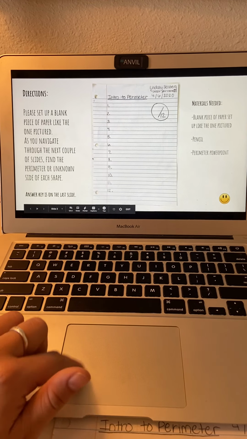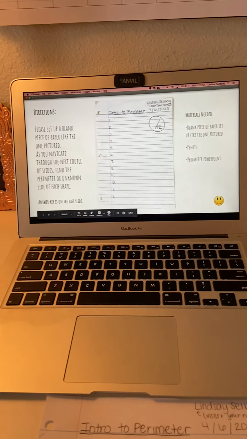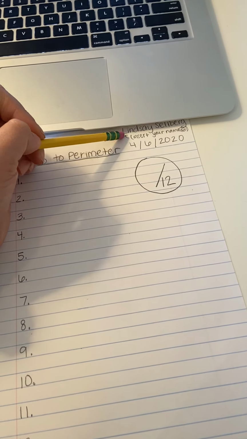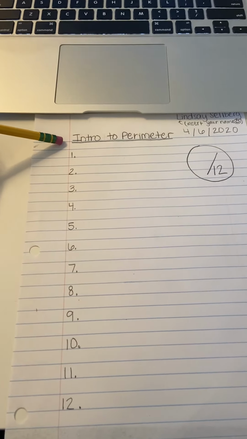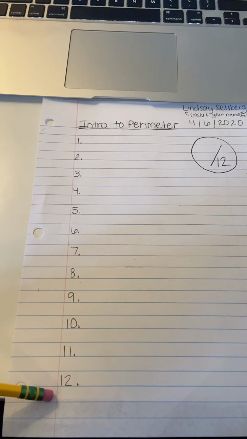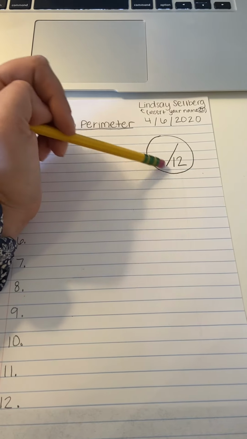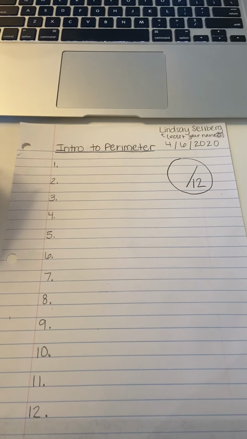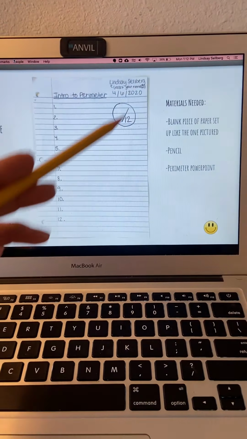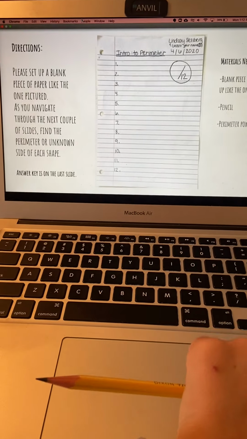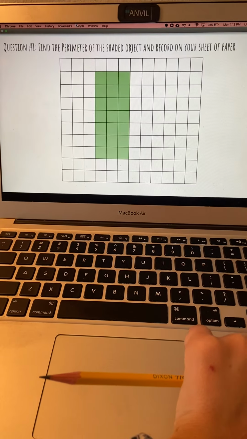Here's the paper. This is how you should set up your paper, and this is the exact same paper. I already have it set up. I put my name, date, the title, Intro to Perimeter, and numbered it 1 through 12 because you will have 12 questions. And then I put this at the top because I want to self-grade mine at the end. The materials you'll need are a blank piece of paper, a pencil, and this PowerPoint. All right, let's get started.